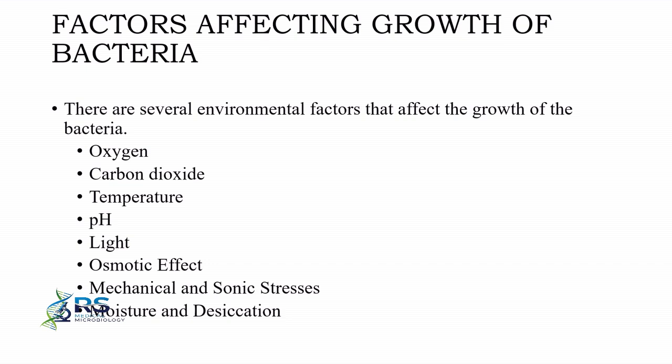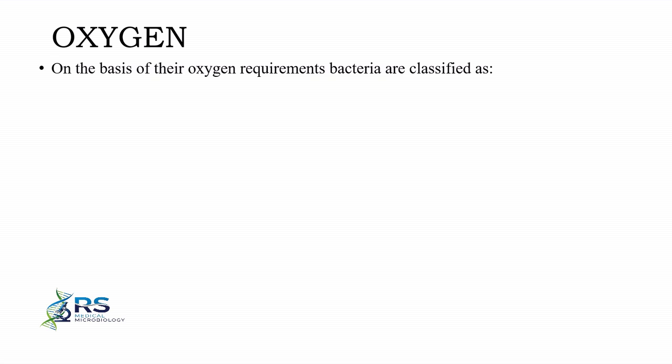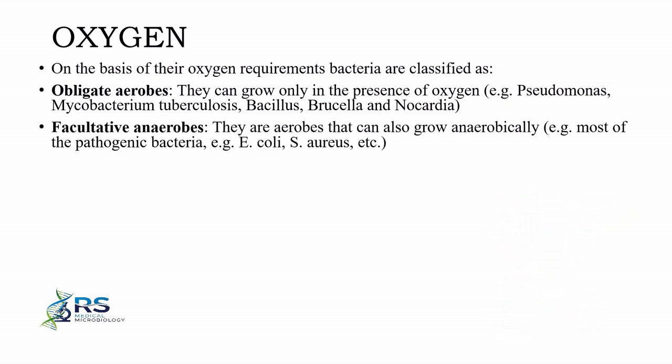Apart from this, you have some environmental factors which are required for the bacteria to grow. We'll see them one by one. First of all, you have the oxygen requirements. You already know that based on the oxygen requirements, we classify the bacteria as aerobes and anaerobes. First you have the obligate aerobes. They will grow only in the presence of oxygen, and a little amount of carbon dioxide can be harmful to them. Next you have the facultative anaerobes. These are aerobic bacteria which can also grow anaerobically, and some of the pathogenic bacteria which affect us can be classified under this category.